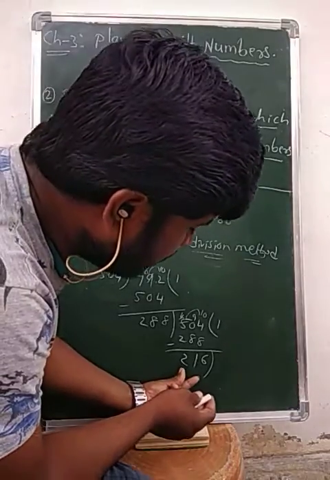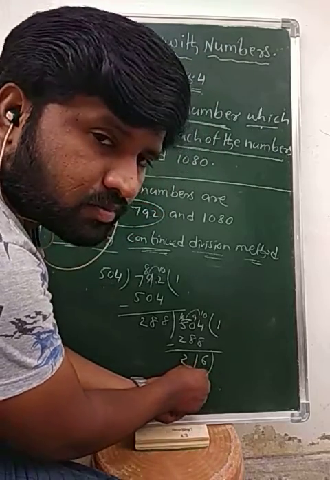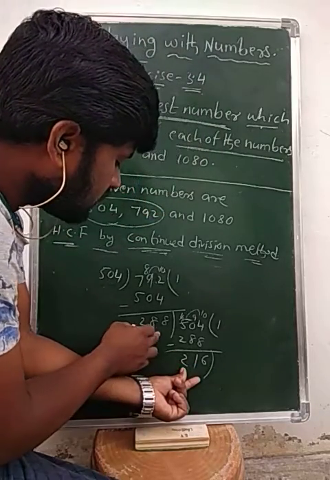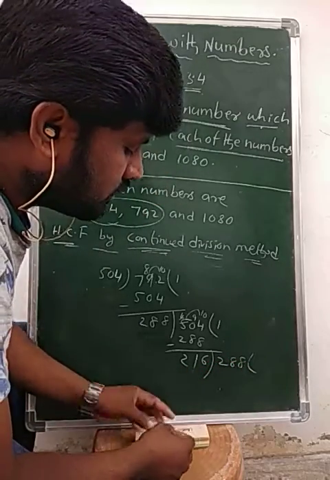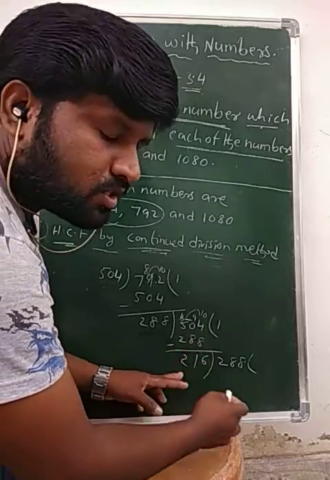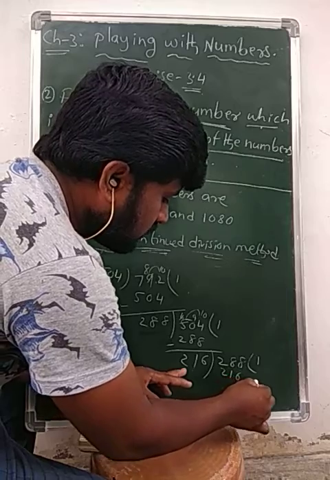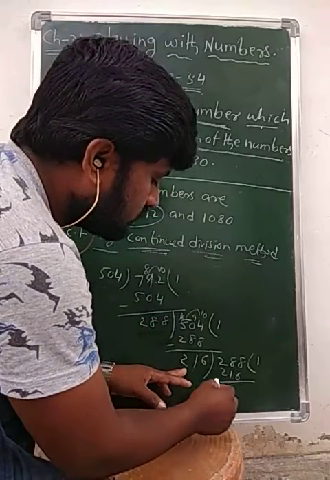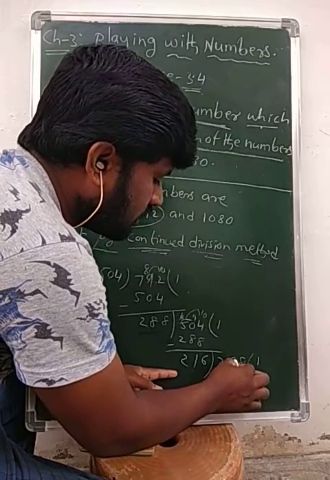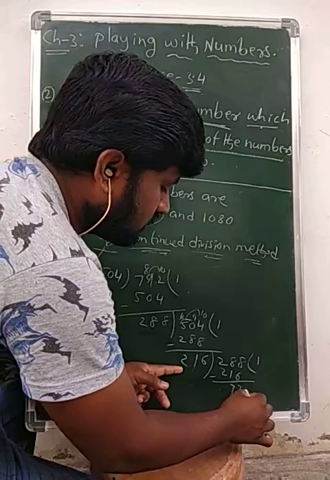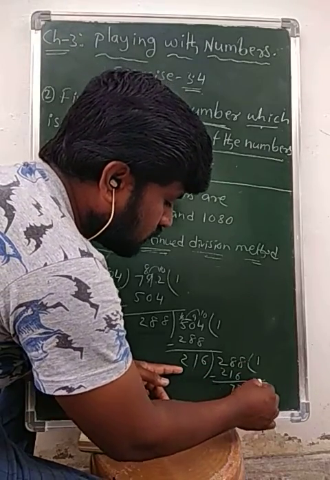So we get the remainder 216. Now the remainder 216 acts as a divisor. The divisor 288 acts as a dividend. Now the process continues like this only. 216 ones are 216. By doing subtraction, 8 minus 6 is 2, 8 minus 1 is 7. So 288 minus 216 is 72.